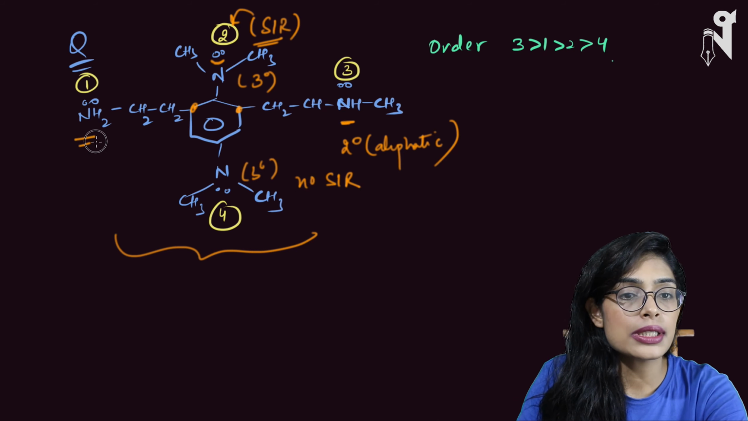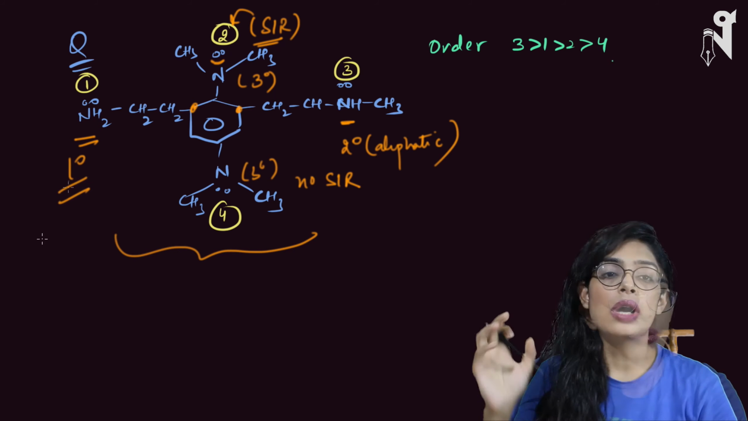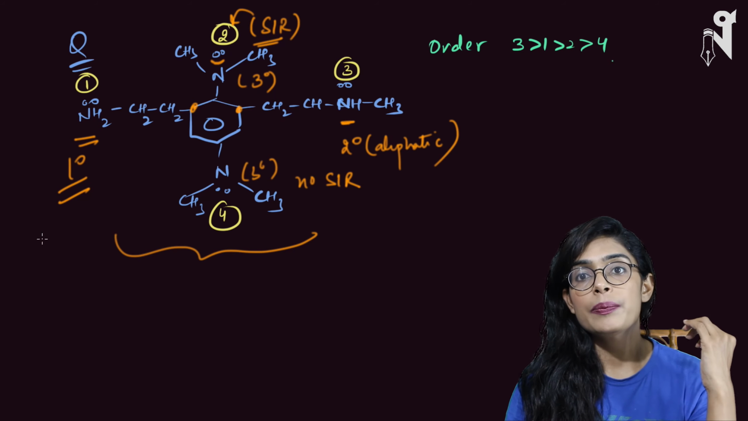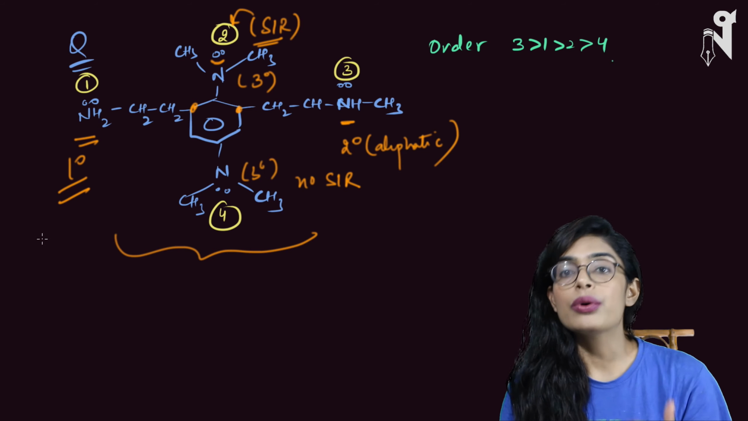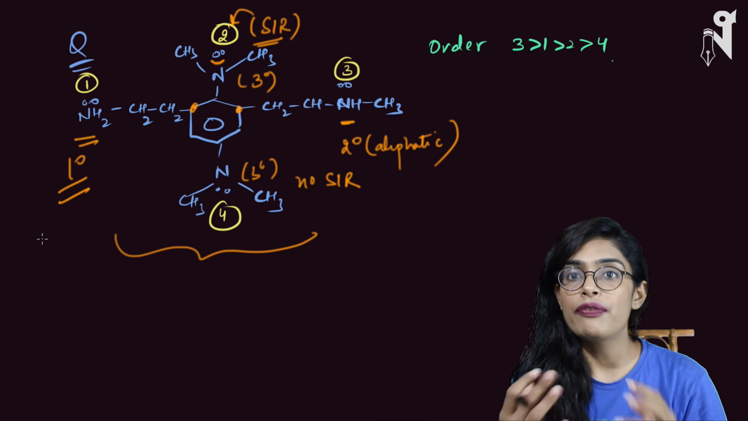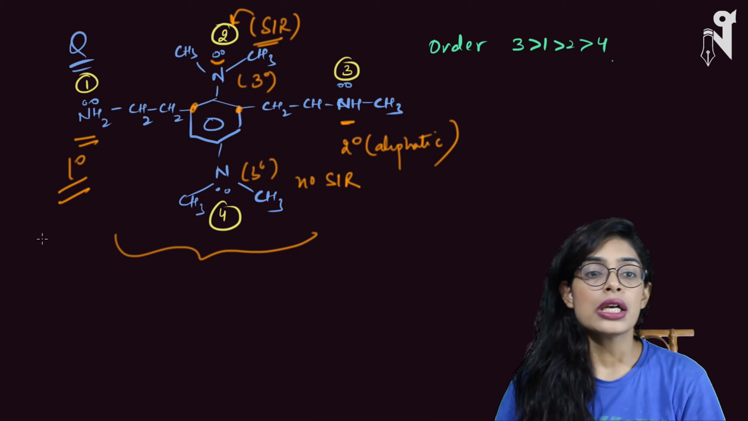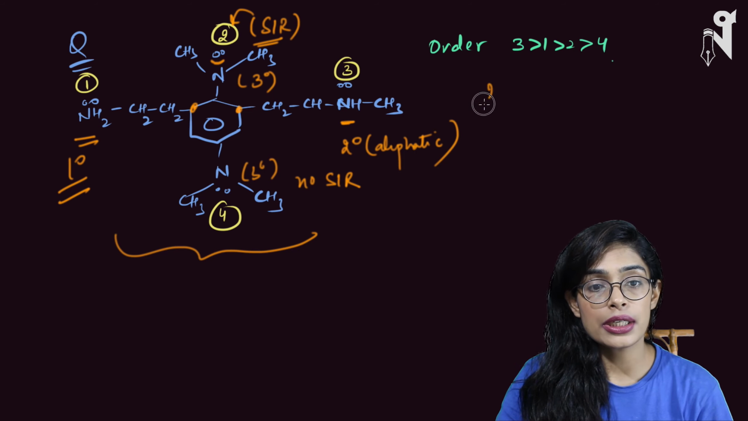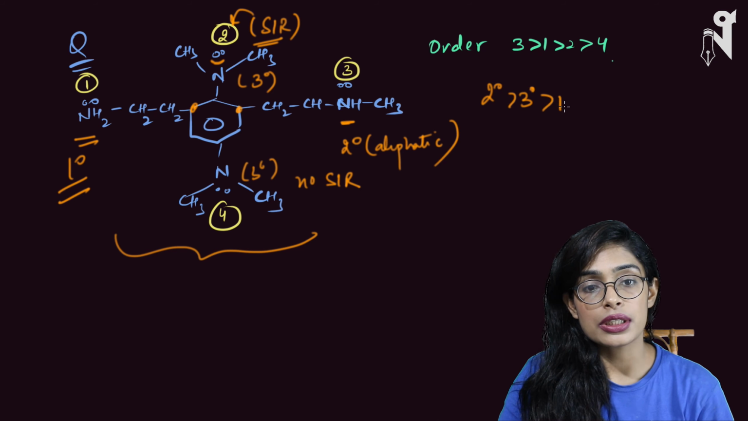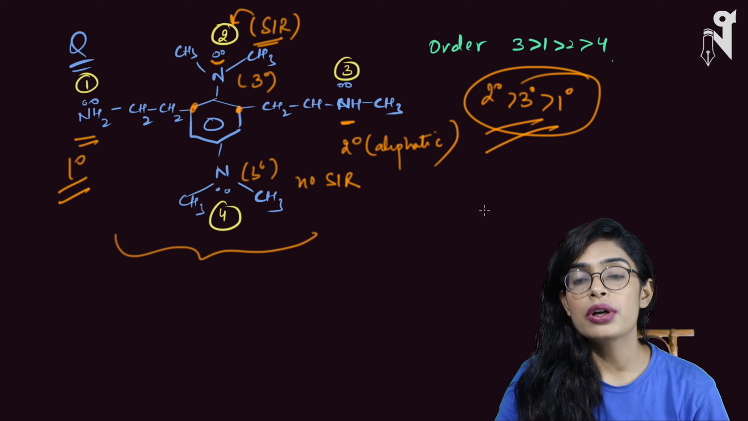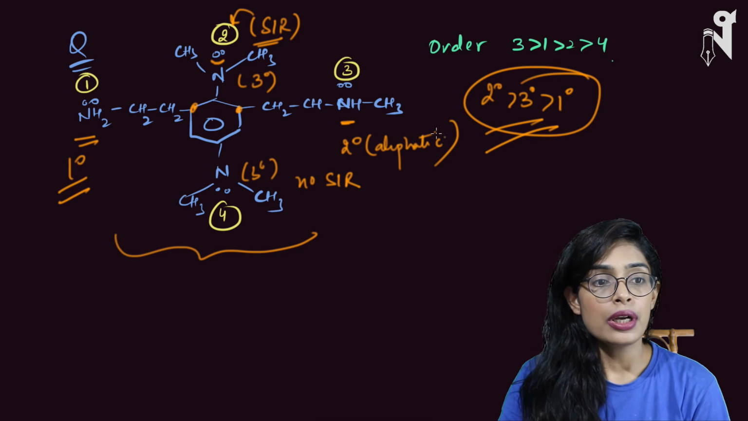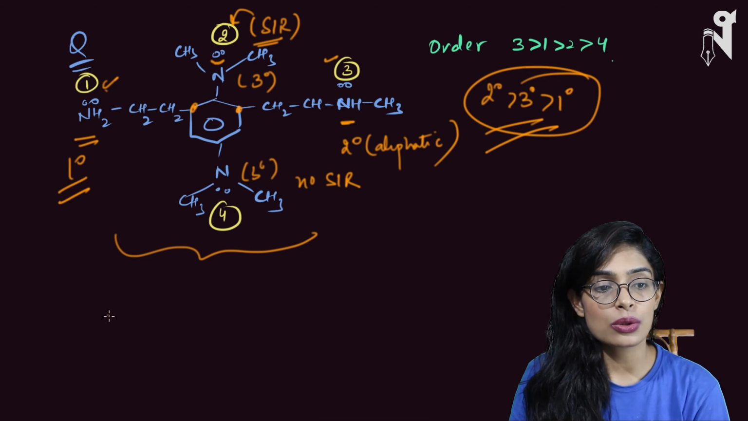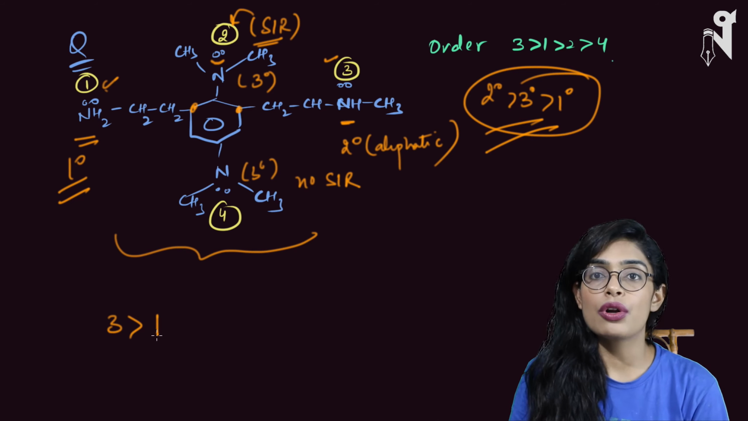Then again here, you have primary. How would the order be? In the beginning of the amines, I told you aliphatic amines are more basic than aromatic amines. So aliphatic will take precedence over aromatic. In aliphatic, what is the order? Second degree, third degree, and first degree. This is what your order should be for basicity. Here among first and third, which one will be more basic? Third one will be more basic. So third one comes first, then comes your first one.